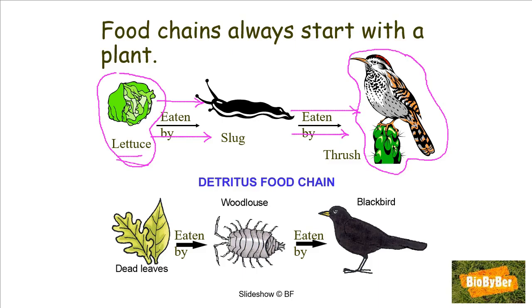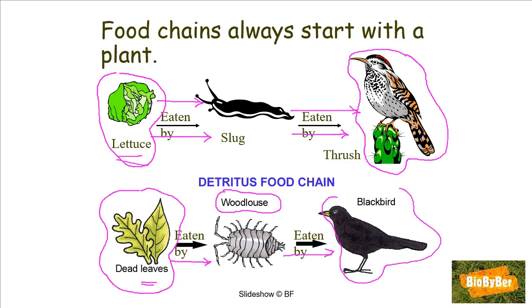You can also have detritus food chains. In a detritus food chain, it will begin with dead organic matter. In this example, we have dead leaves. Now the dead leaves are eaten by, again the arrows going from left to right, the woodlouse. The woodlouse is a detritus feeder. Another example of a detritus feeder would be an earthworm. And the woodlouse is eaten by the blackbird. Note, we have gone to the trouble of naming the bird.